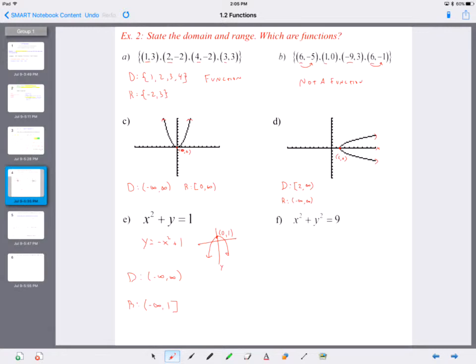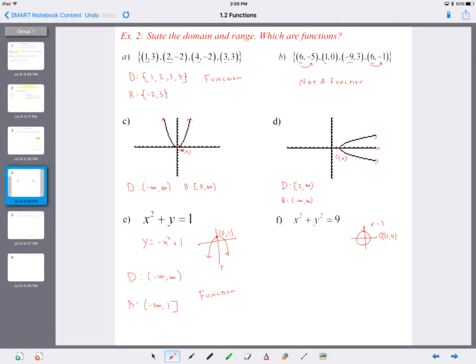X squared plus y squared is equal to 9. You have 2 squared terms. And so this is a circle, all right, and it's a circle centered at 0, 0 with a radius of 3. And so on this one on E, I forgot to say whether it was a function or not, but it is a function, okay. And on F, you can tell it's not a function.